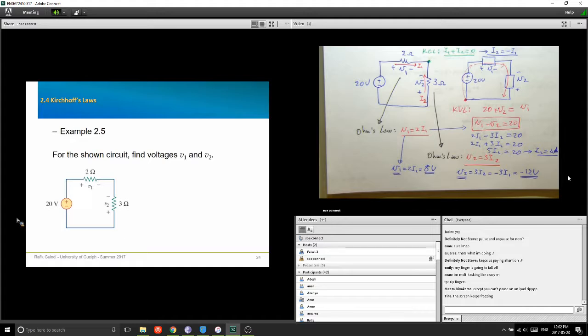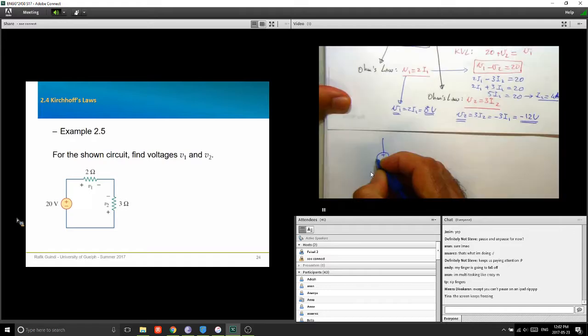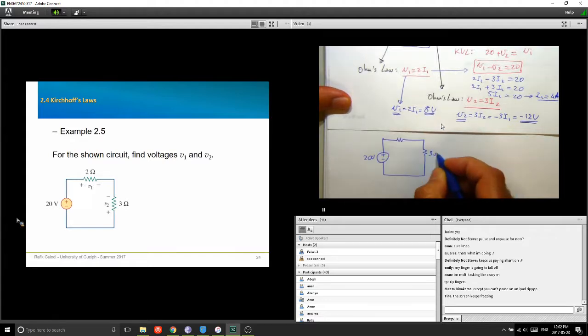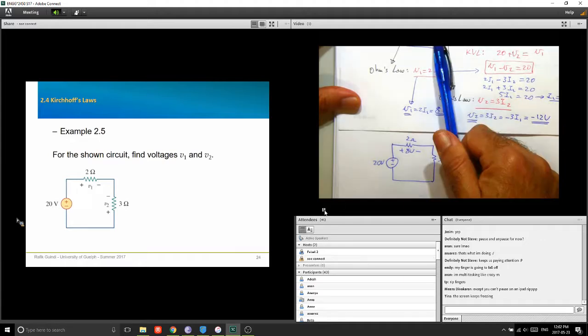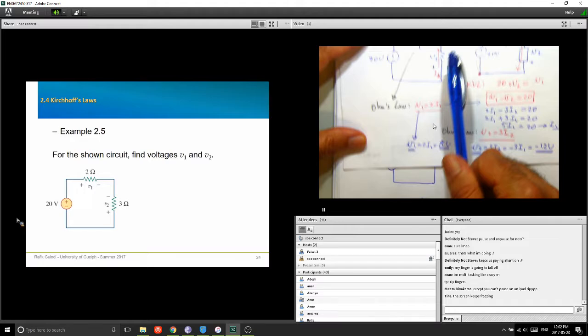Let me show you what we ended up having. I'm going to draw this circuit here again. 3 ohm, 2 ohm. And what do I have? I have V1 is 8 volts, right? V2, look at the polarity here. It was minus plus with a negative 12 volts.